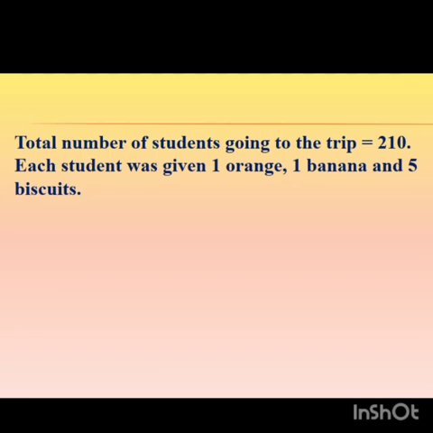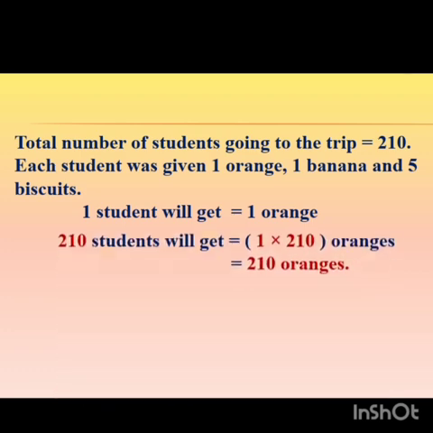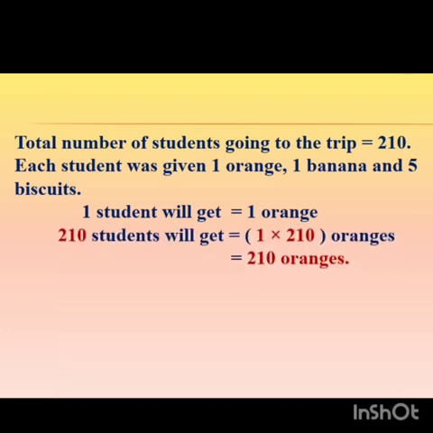Children, you all know that the total number of students going to the trip is equal to 210. And each student was given 1 orange, 1 banana and 5 biscuits. That means one student will get 1 orange. Therefore, 210 students will get 1 multiplied by 210 oranges.